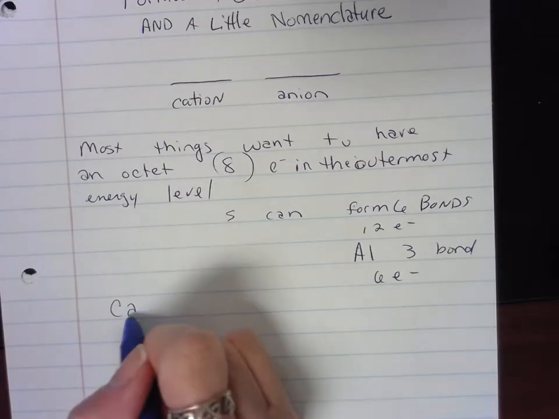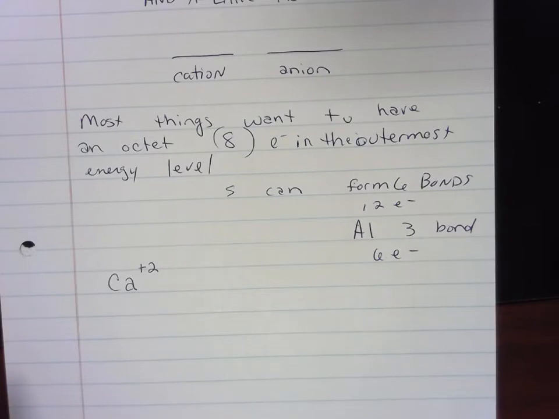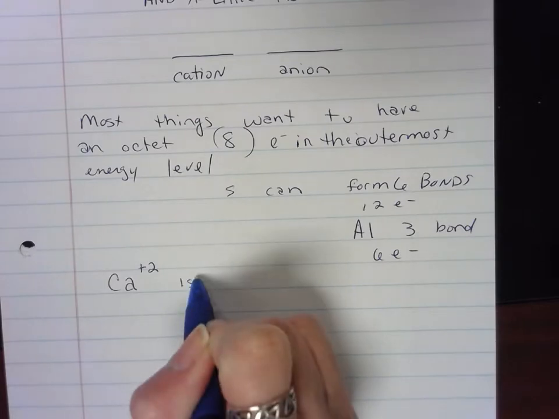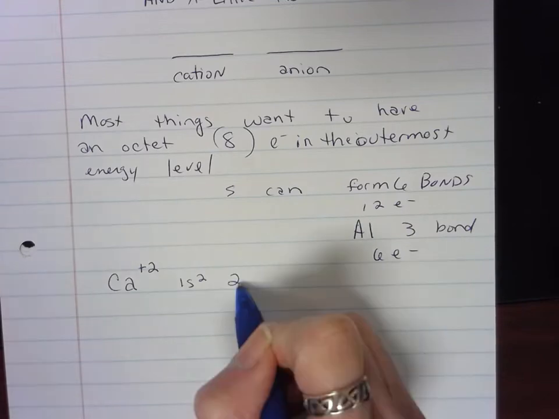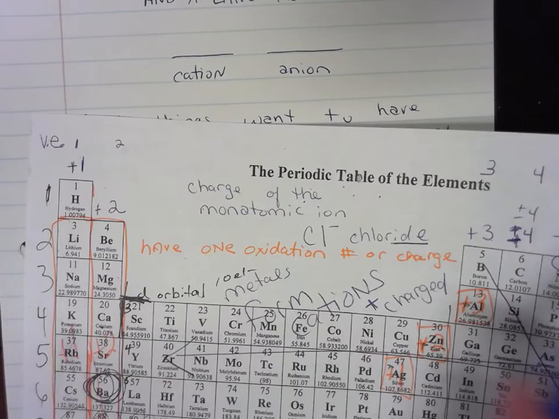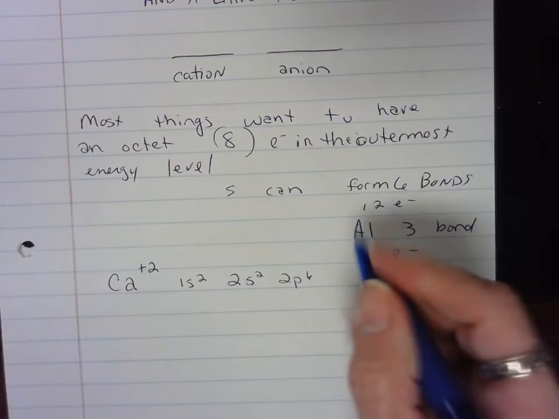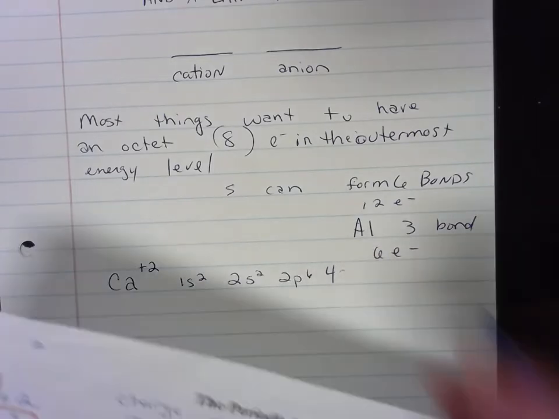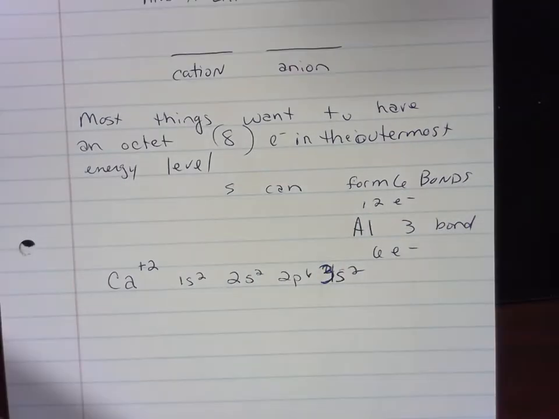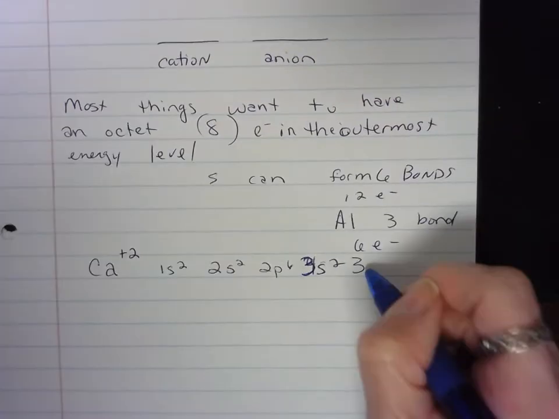Calcium forms a +2 charge, and so the electron configuration for calcium is going to be 1s2 on that first energy level. The second energy level is going to have a 2s2 and a 2p6. Third energy level is going to be 4s2. I'm lying to you. The third energy level is going to be 3s2, 3p6. The fourth energy level is going to be 4s2.